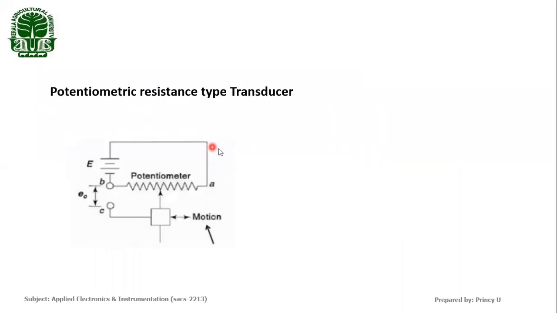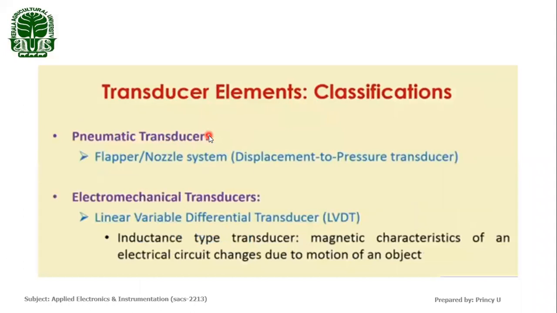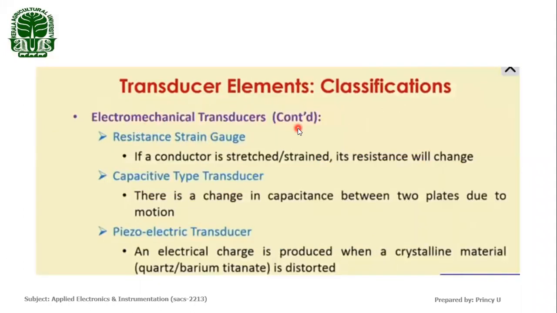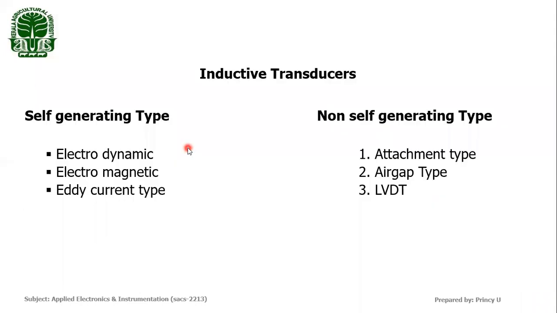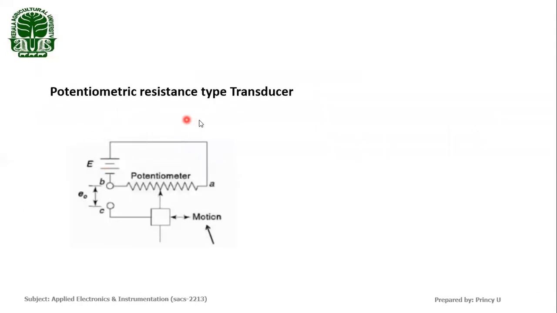First, here you can see the electromechanical type, in which is the resistance type instrument. The first one is the potentiometric resistance type transducer. It is an electromechanical transducer. In this connection, you can see a potentiometer, or variable resistor. The arm of the variable resistor is connected to an object which is connected to the motion or physical motion to be measured.